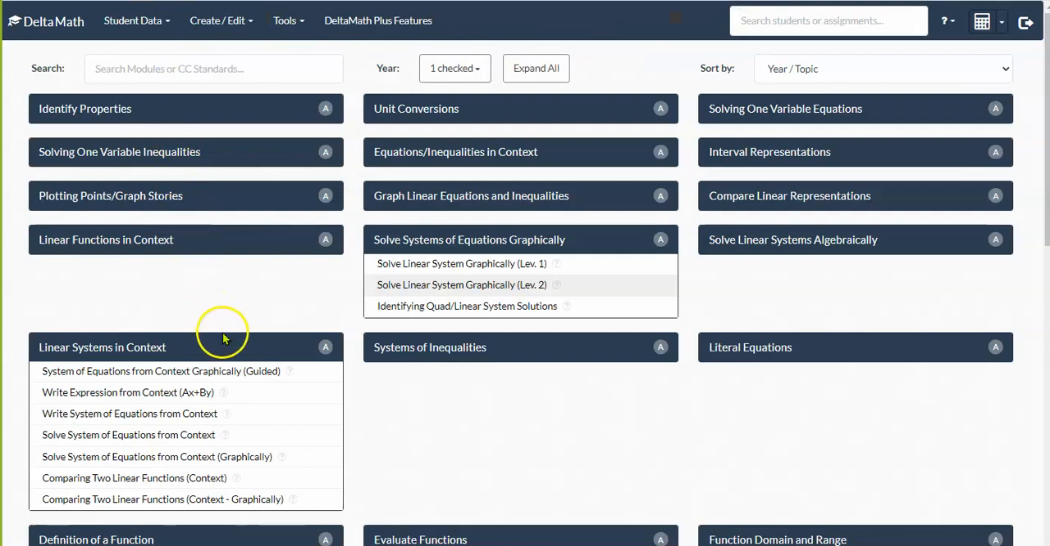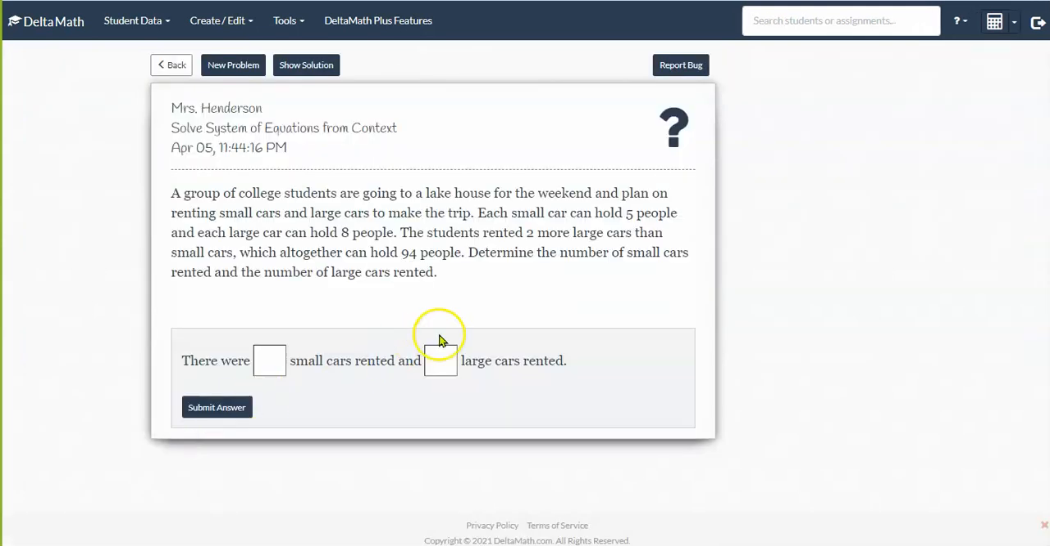Now for the next topic, which was a little bit harder, you were asked to solve a system of equations from context. That means a story problem. So a group of college students are going to a lake house for the weekend and plan on renting small cars and large cars to make the trip. Each small car can hold 5 people. Each large car can hold 8 people. The students rented 2 more large cars than small cars, which altogether can hold 94 people.